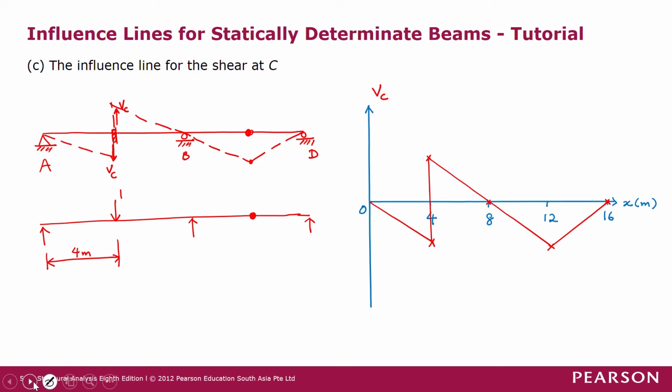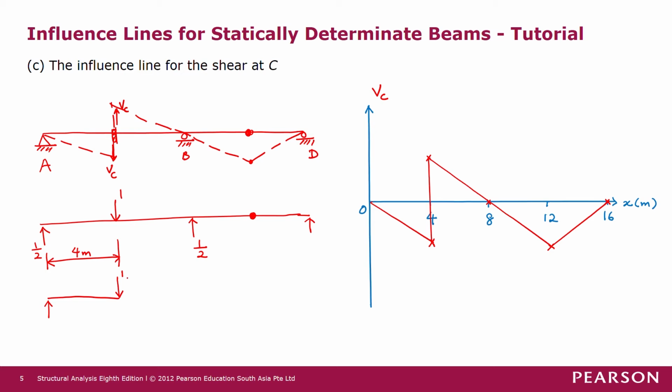Then we have the support reaction equal to half at A, and the support reaction at B is also half, and we know that the support reaction at D will be equal to 0. So in this case, we want to determine the shear force at C. Now we want to see when the 1 unit force is just to the left of C. When it is just to the left of C, we have a free body diagram like this.